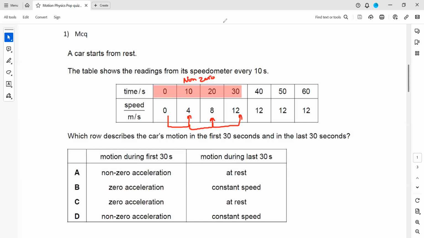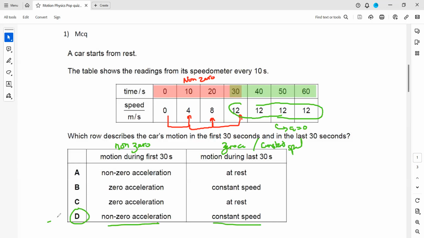And for the last 30 seconds, from 30 to 40, 40 to 50, and 50 to 60, you will see that the speed is not changing. Like it is 12 throughout. So it means the acceleration in this part is 0, or we can also say the speed is constant. So during the first 30 seconds, it has a non-zero acceleration, whereas in the last 30 seconds, it has a zero acceleration, or we can say it has a constant speed. So constant speed and non-zero acceleration matches with option D. So D is the right answer.